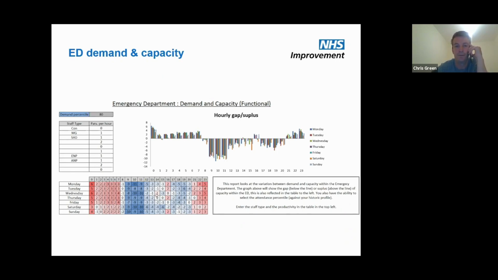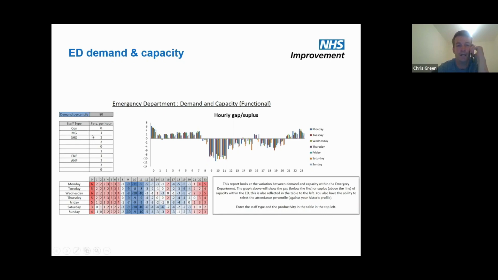You'll also notice 2 other aspects on this slide. One is the demand percentile, and this is to have a look at the amount of attendances that come through our front door by time of day, day of week. And we'll come on to have a look at that in a couple of minutes' time.